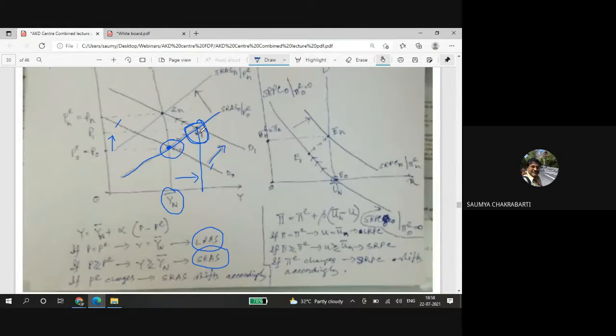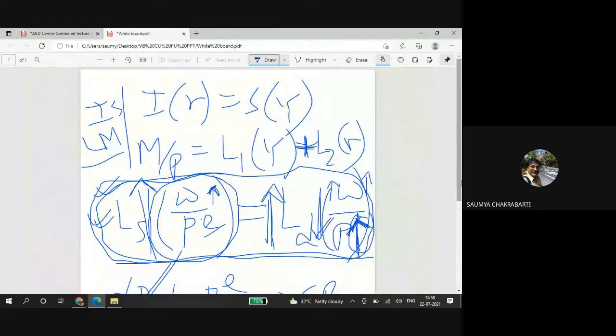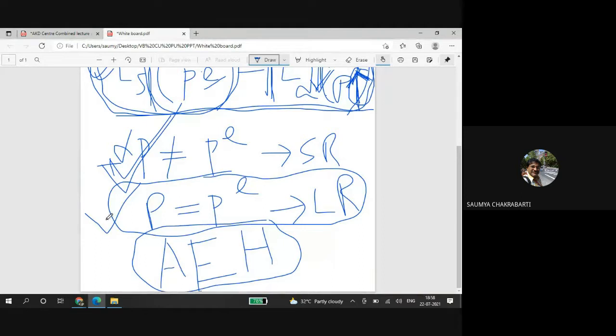So here we have all markets in equilibrium, like classical. Money market, bond market, commodity market, labor market, all four markets are in equilibrium. But this is not satisfied. Rather, this is satisfied. I think it's clear.